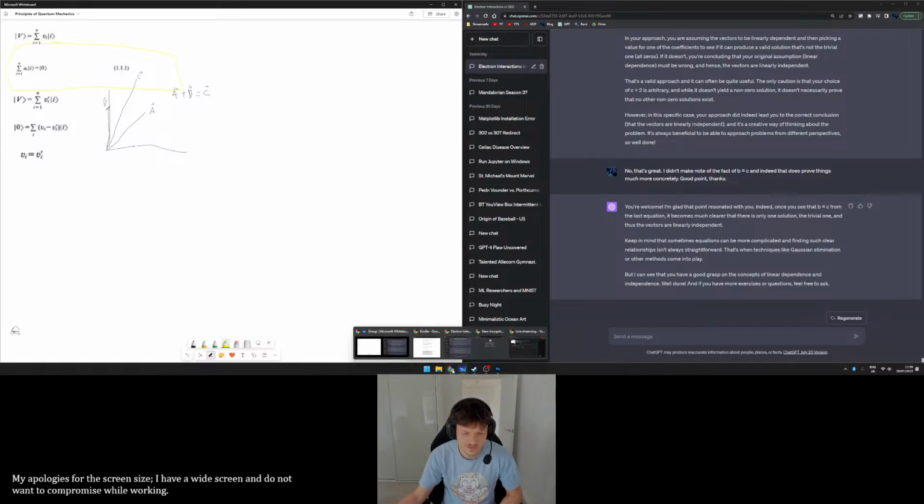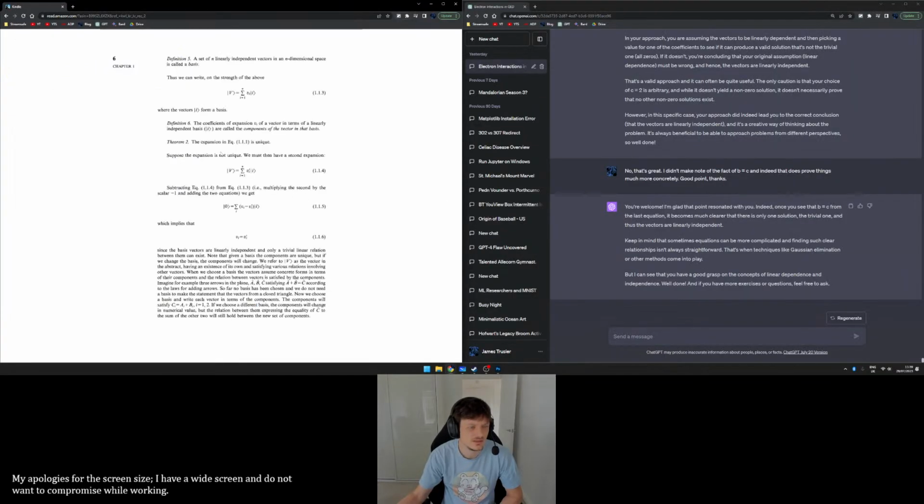So it says, suppose the expansion is not unique. We must then have a second expansion. It's saying that if it's not unique, then not only do we want to sum up the n, we must have a second expansion. I don't know what this notation really means because I've never used it before. Let's see what it says.